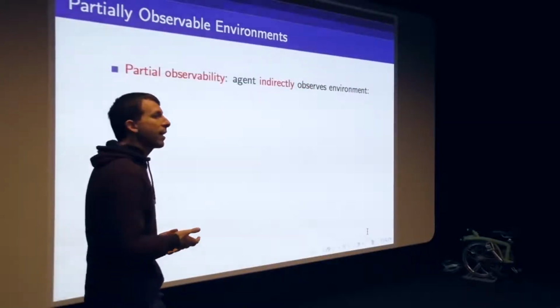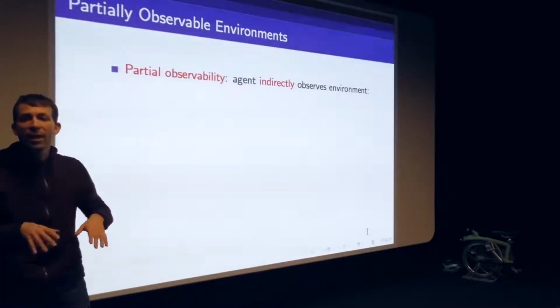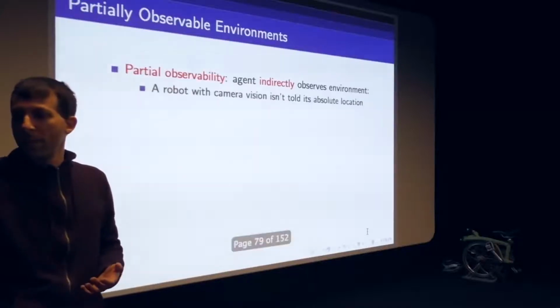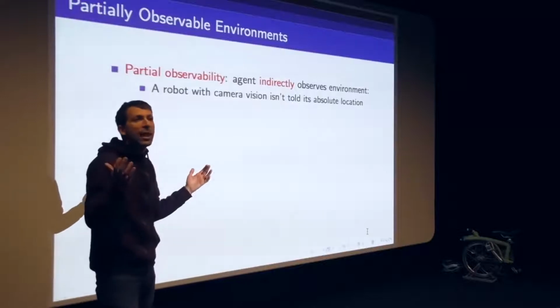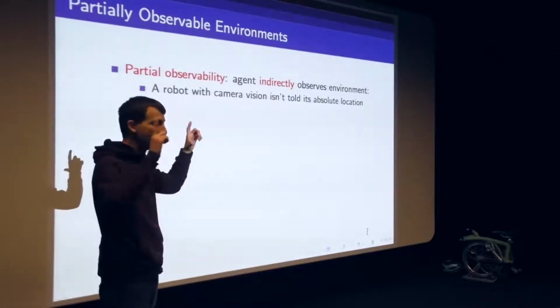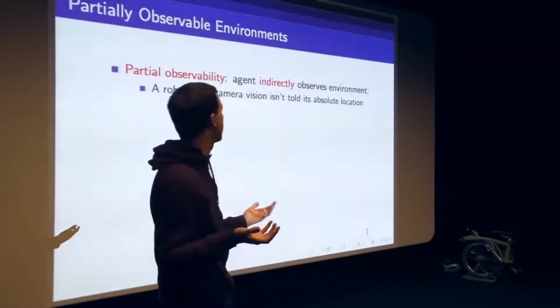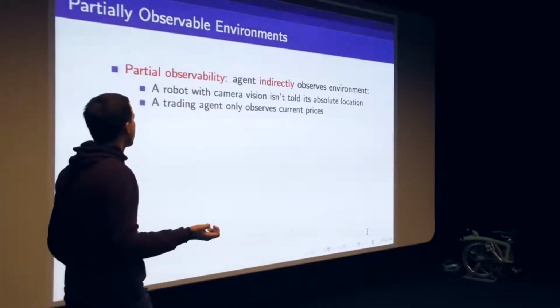So what about the other case? The other case is partially observable environments. This is where the agent indirectly observes the environment. So it doesn't get to see everything about the environment. So for example, a robot with a camera might not know exactly where it is unless it has a GPS. Maybe it just gets to see this camera stream. It has to figure out for itself where it is within the room. It has to localize.